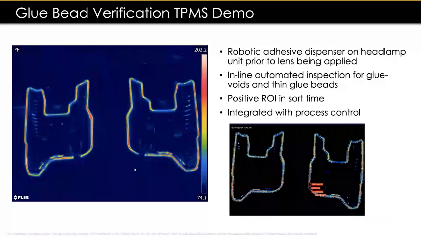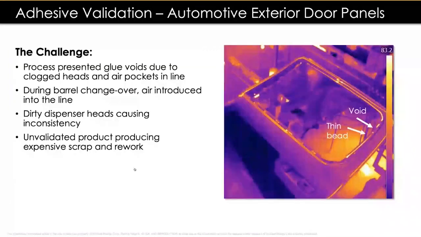So very interesting project. This last challenge was on an exterior door panel. The process presented voids, again, due to a lot of the situations that we talked about. Mostly during barrel changeover, air was introduced to the lines, and we had dirty dispenser heads. So again, same kind of systems, but here we see gross voids in the adhesive process and thin glue.